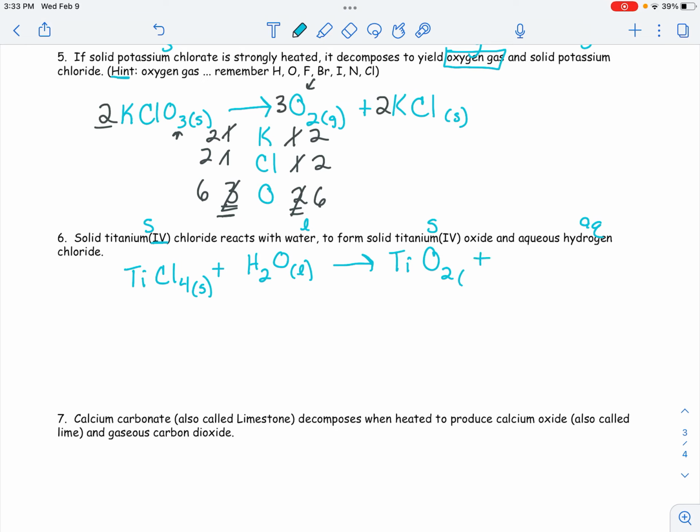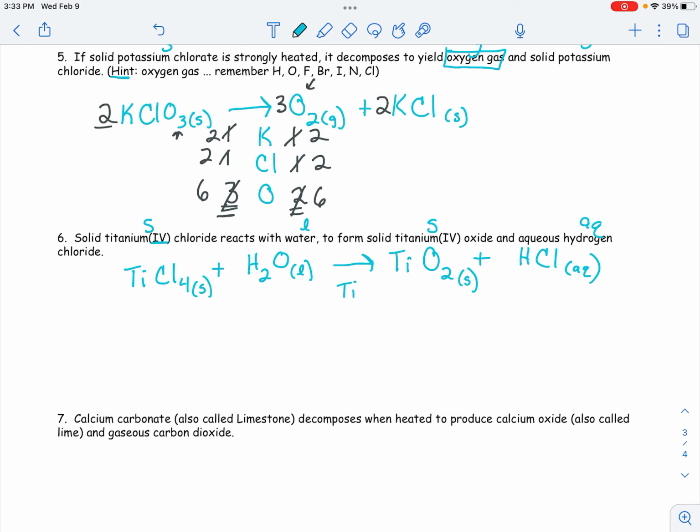plus aqueous hydrogen chloride. Hydrogen's a +1, chlorine's a -1, so they balance charge-wise, and so I just need to put my state script. So I'm going to go back through and check. Yep, I have all my state scripts, so I'm good. So now I can move on to the next part.